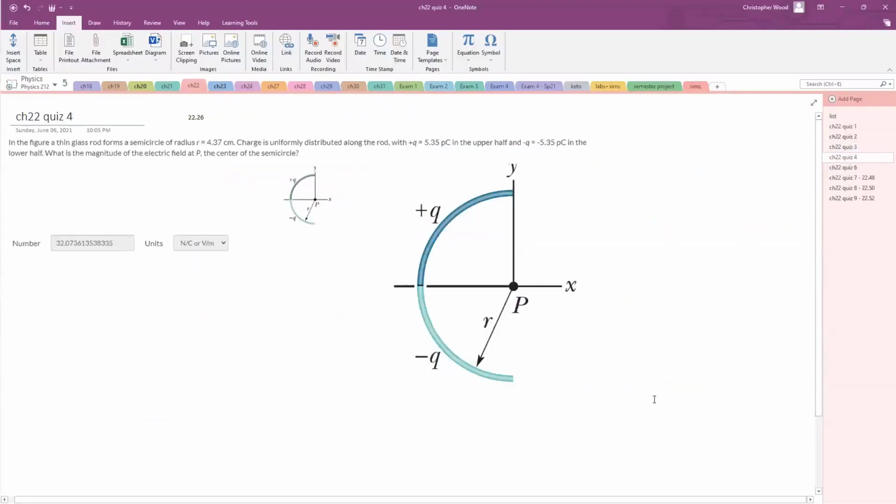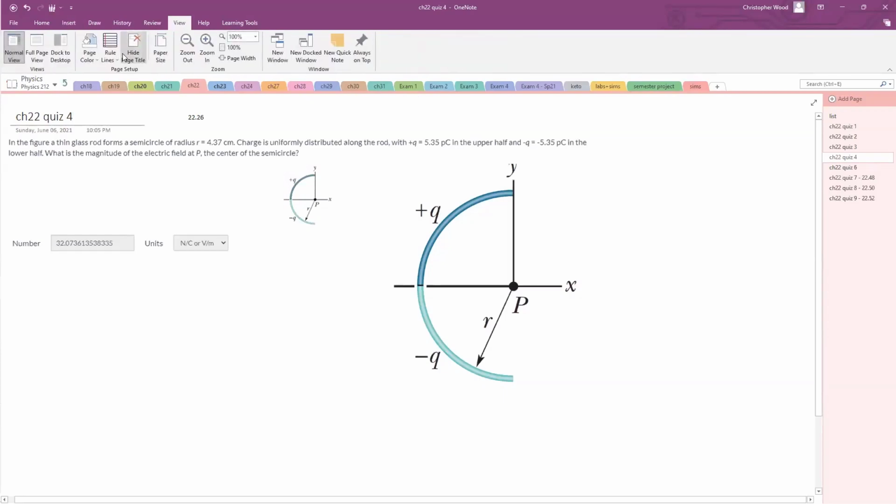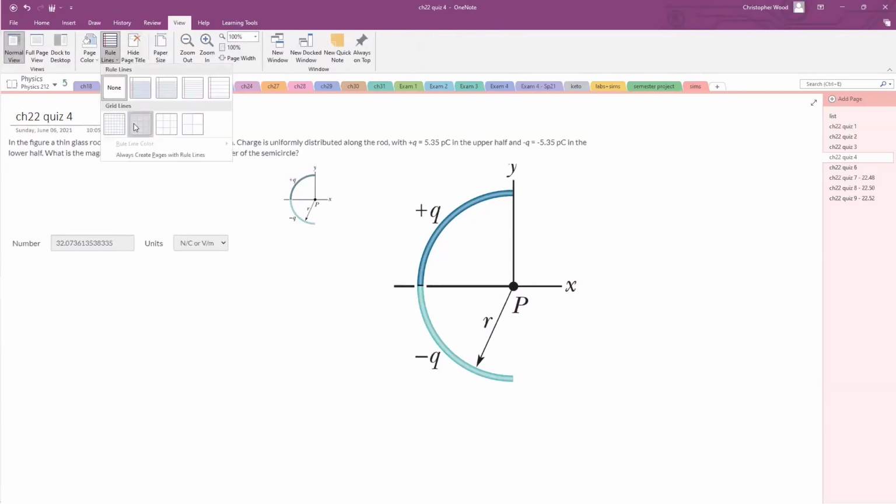Chapter 22, quiz 4. You should be seeing chapter 22, quiz 4. It should look like this. Please let me know if it doesn't, because it might not, but I think it does.